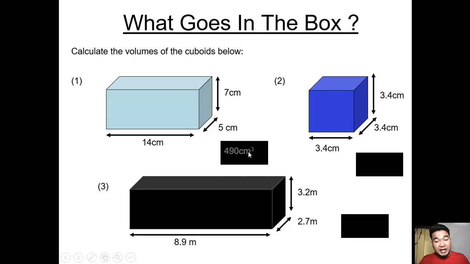to 490 cubic centimeters. For number 2, we have here 3.4 times 3.4 times 3.4. So that is 39.3 cubic centimeters. And then for the last one, we have 8.9 meters times 2.7 meters times 3.2 meters, which is equal to 76.9 cubic meters. In solving for the volume of a rectangular prism or of a cuboid, it's very easy.